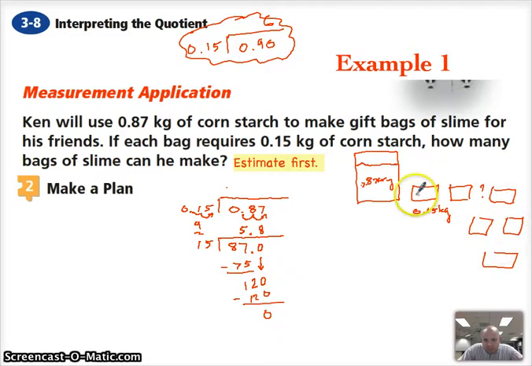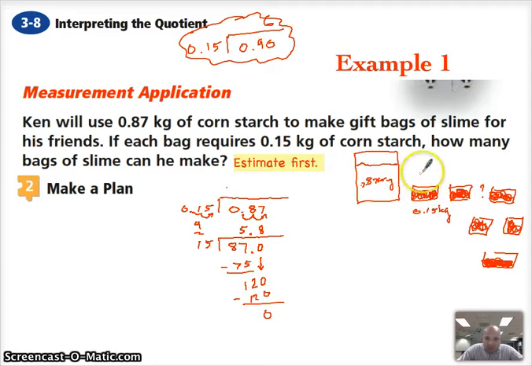And 1 bag has only a little bit. 8/10. Well, that's probably a little less than 8/10. If I were to shade all these fully, that would be 1, 2, 3, 4, 5, and then 8/10 would be most of the bag, but not quite all of the 6 bags.